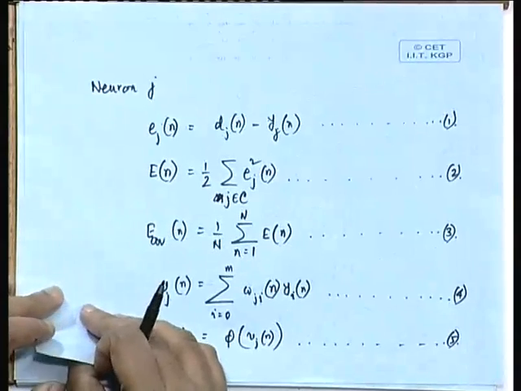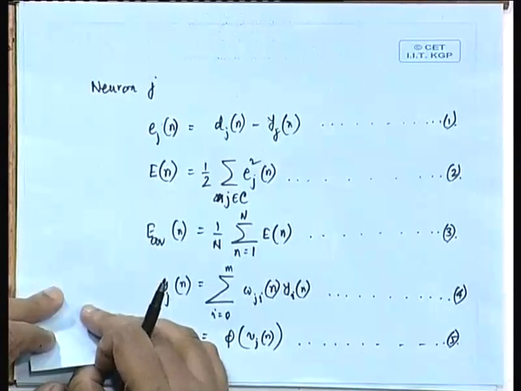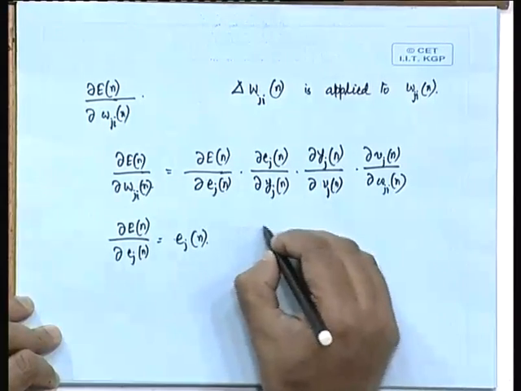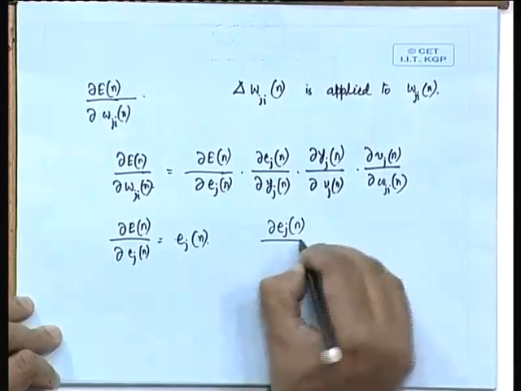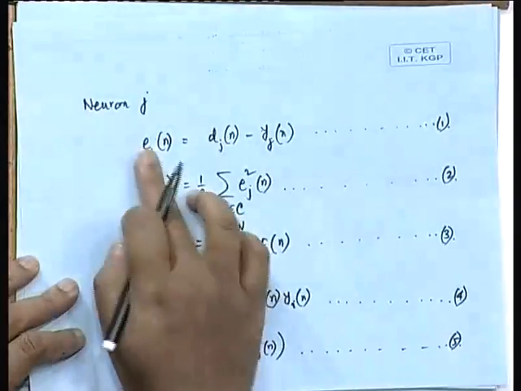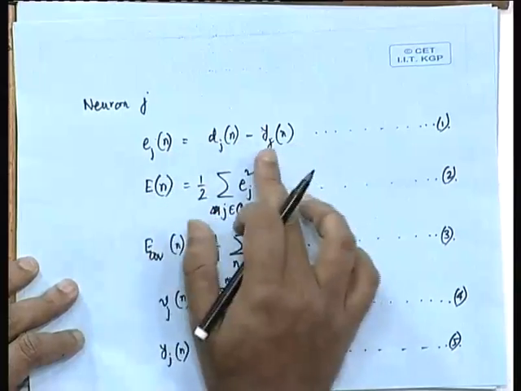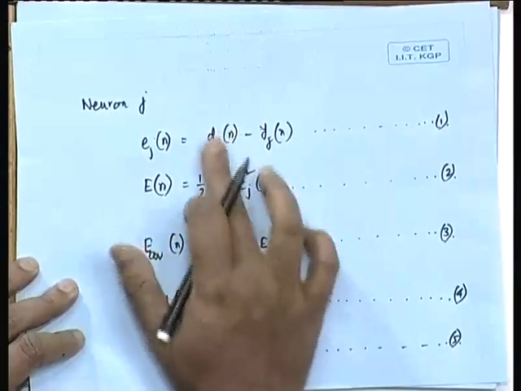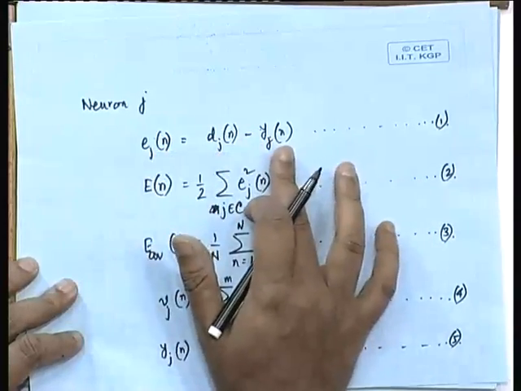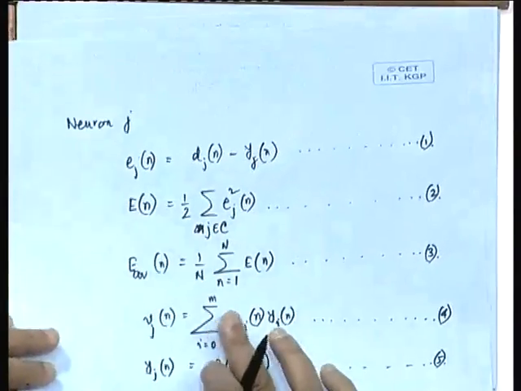What is that? ∂E(n)/∂Ej(n) is simply equal to Ej(n). Very correct. And what is ∂Ej(n)/∂Yj(n)? That is very simple: simply take the derivative. dj is not varying with respect to yj. So ∂Ej/∂Yj is simply equal to minus 1. Okay. Then what other terms are required?